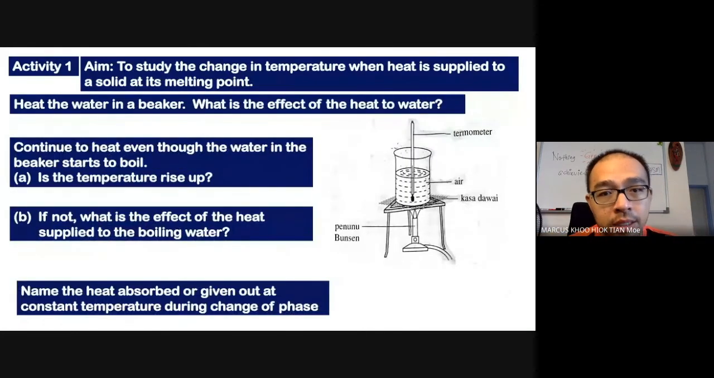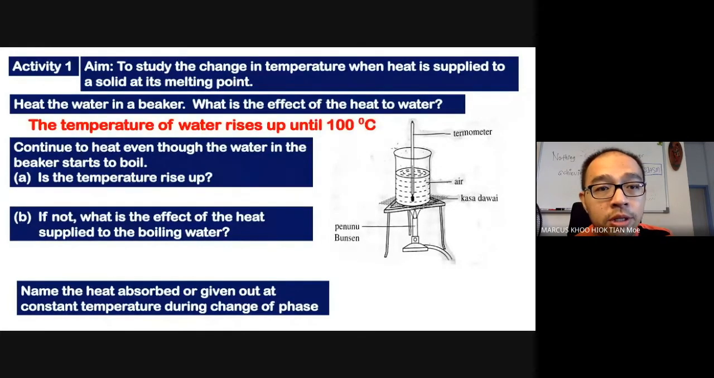Next, heat the water in the beaker. So now we are using the same setup. All the ice has melted to become water. What is the effect of the heat on the water? We find that the temperature of the water rises until 100 degrees Celsius. That's normal. When we provide the heat, it will rise until a certain temperature, which is 100 degrees Celsius.